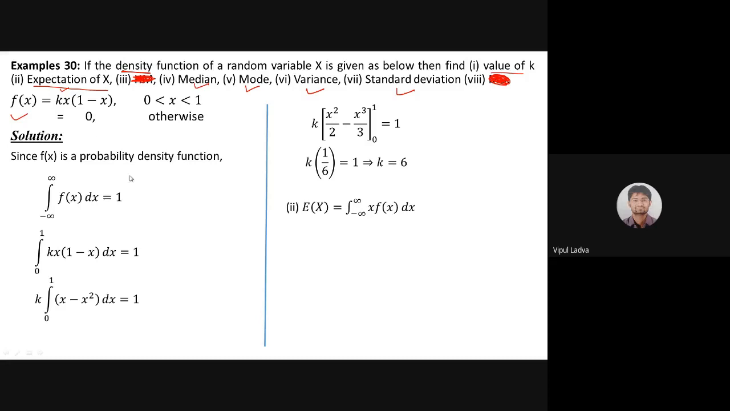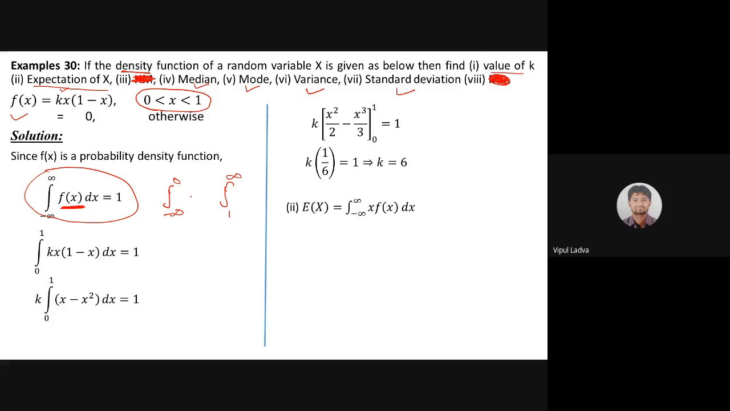So let's try to identify the value of k. As we know, if it is a probability density function, then the integration running from minus infinity to infinity will give us the value 1, surely. Now we know that f of x, the probability density function, is defined over the region 0 to 1 only. So I need to divide this integration into 3 parts: minus infinity to 0, 0 to 1, and then 1 to infinity. We had done many examples like this earlier in the previous session.